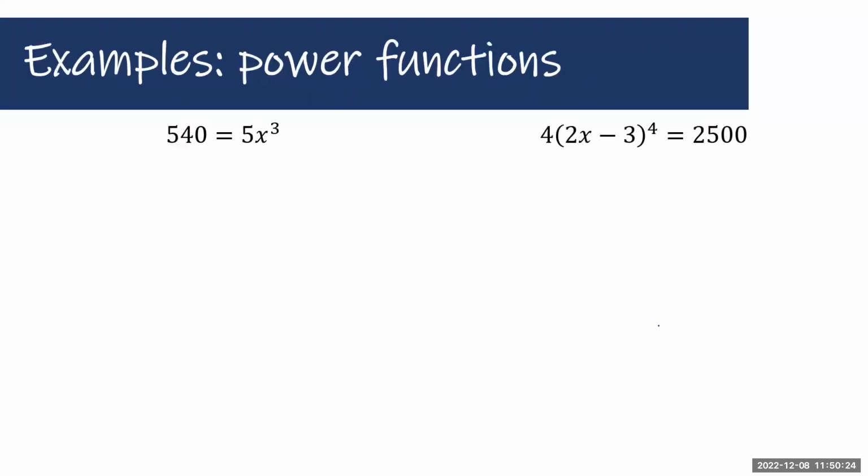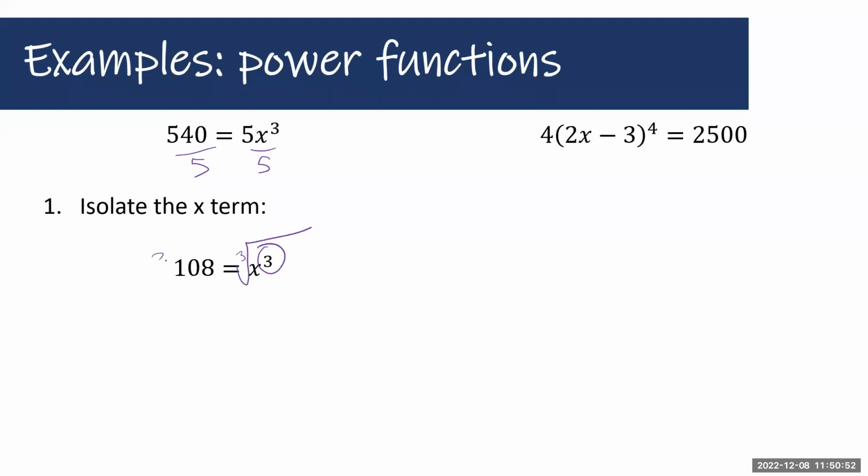Let's work some practice problems here. Let's do this first one together. We start with 540 equals 5 times x cubed. So the first thing we do is get that x cubed by itself. It's multiplied by 5, so let's divide both sides by 5. That'll allow us to isolate that x term. So now we have 108 equals x cubed. Now we want to undo raising something to the third power. So that means that we want to take the cube root of it.